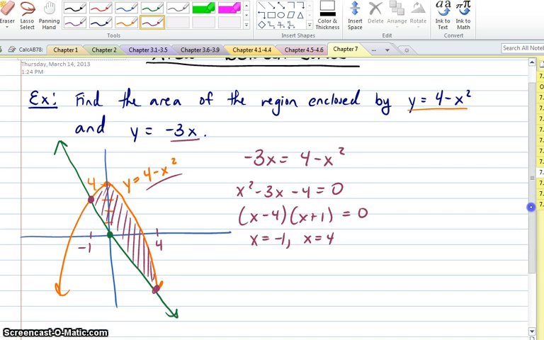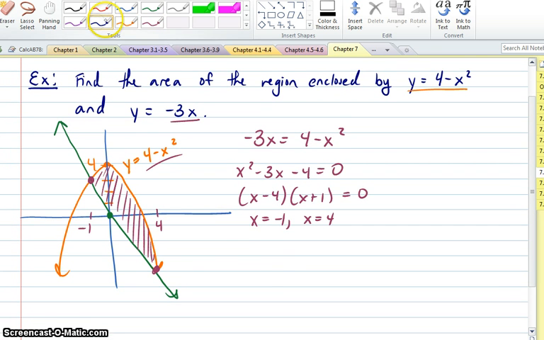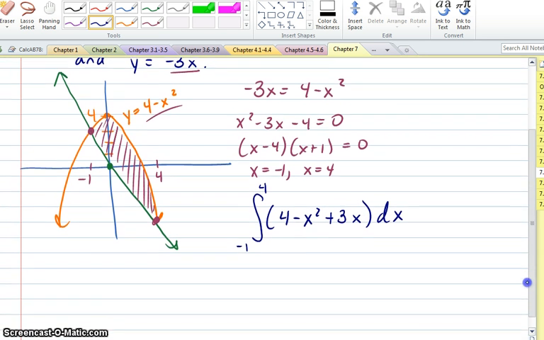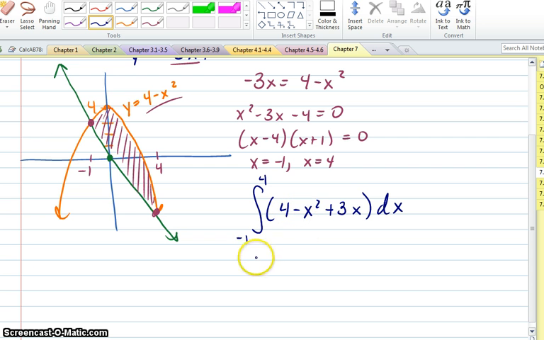So now we're ready to actually come up with the calculus for this. So let's take the integral between our negative 1 and 4. The top function is the parabola, so that's the 4 minus x squared, minus the line, so minus a negative 3x will actually turn into a plus 3x at the end there, and with respect to x. And that just turns into an everyday calculus problem. So take the integral, and you have 4x minus 1/3 x cubed plus 3 halves x squared. And we're going to evaluate that from negative 1 to 4.